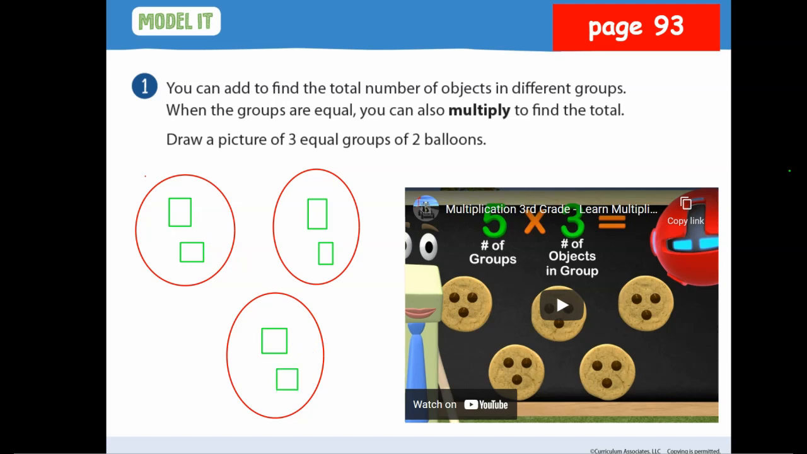Okay, is this. It's 3 equal groups times 2 in each group, and we counted how many total was it? 6.